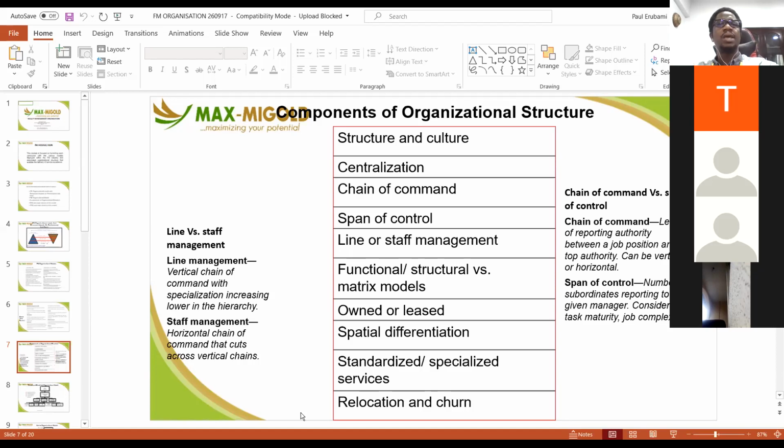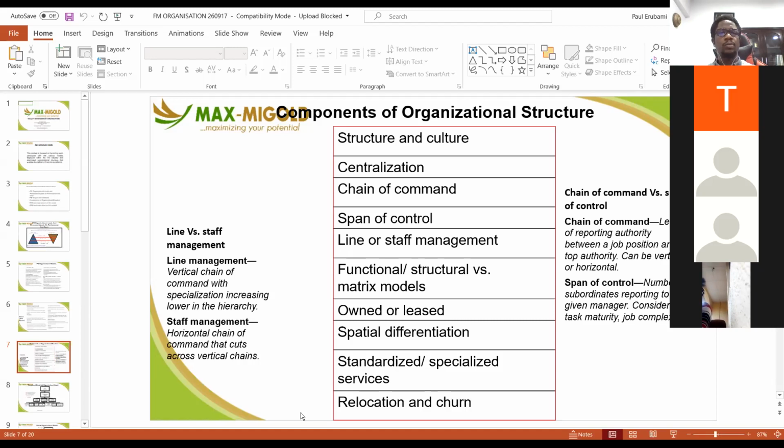But staff management now includes a horizontal chain of command that cuts across those vertical chains. So you have the FM and head of hard services being broken into head of mechanical and head of electrical, mechanical is broken into air conditioning and the generators, and then electrical is broken down on and on, so you get to that technician. That is the chain of command.